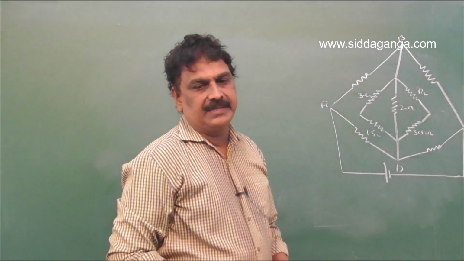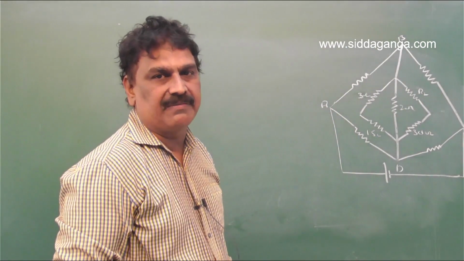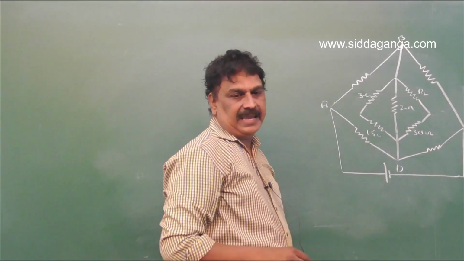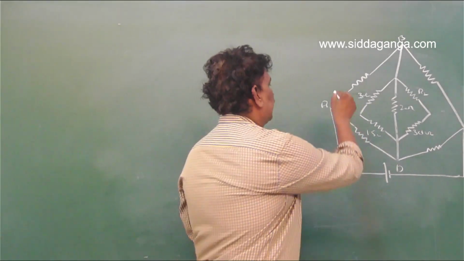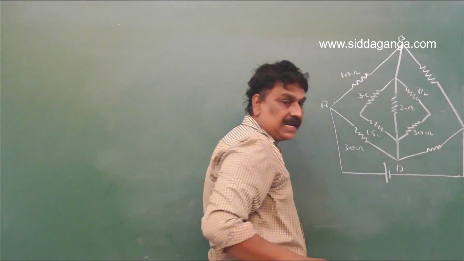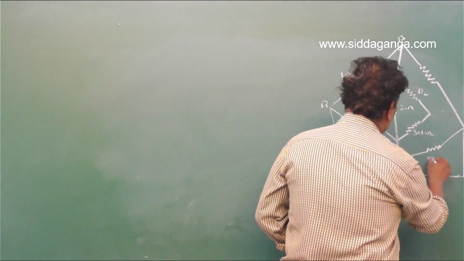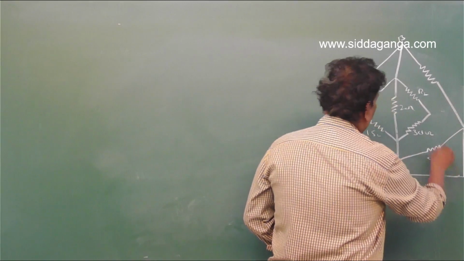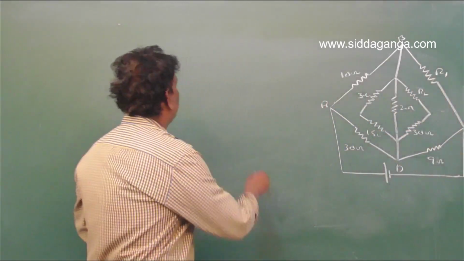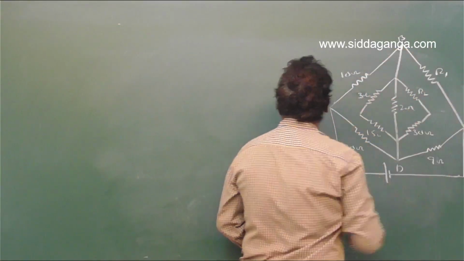Now our question is, in order to balance the bridge, what are the values of R1 and R2? Here again we will take this as 10 ohm, this as 30 ohm, and this as 9 ohm, and this is R1. Now, this is a cyclic order.